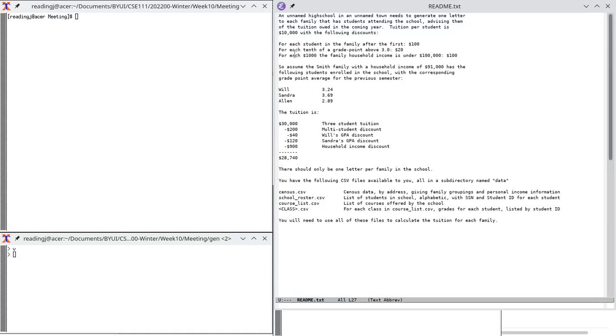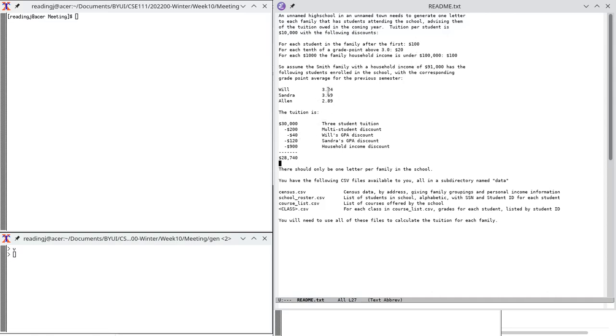And then if the family household income is under $100,000, then you get $100 for each thousand it is below 100,000. So, well, here's the example. Okay, so you got these 3 students. So it's $30,000 for 3 students tuition, minus $200 for the multi-student discount. Because remember, it's $100 for each one after the first one.